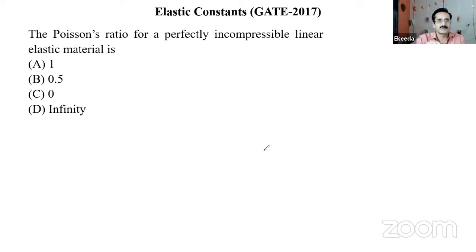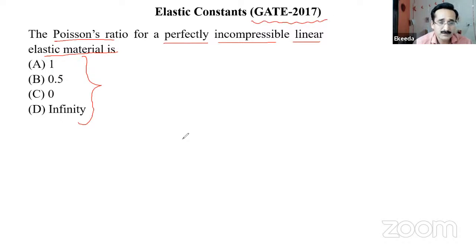Let us discuss the next question, that is Poisson's ratio. The question is: the Poisson's ratio of a perfectly incompressible linear elastic material is, we have to find out what is the Poisson's ratio of a perfectly incompressible material, right? We are given 4 options and we have to find the value of Poisson's ratio for an incompressible material. This question was asked in GATE 2017.